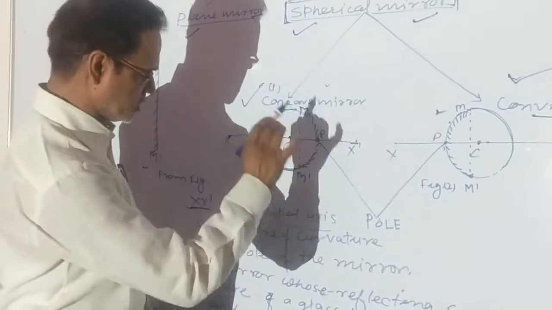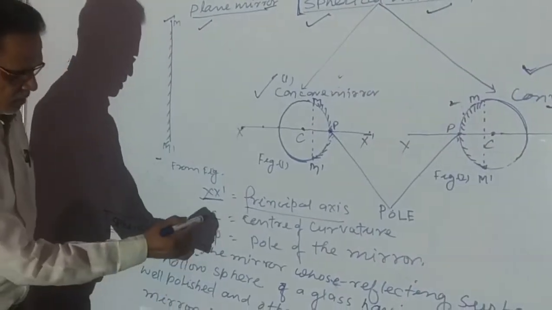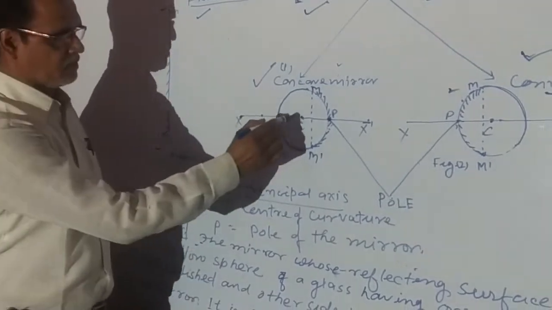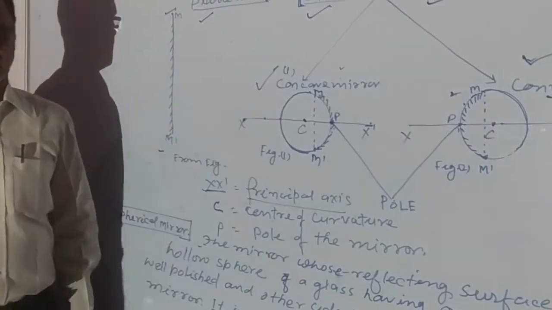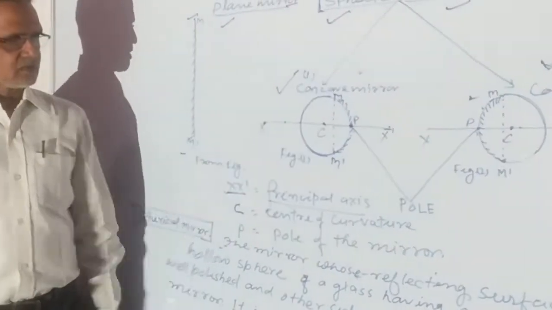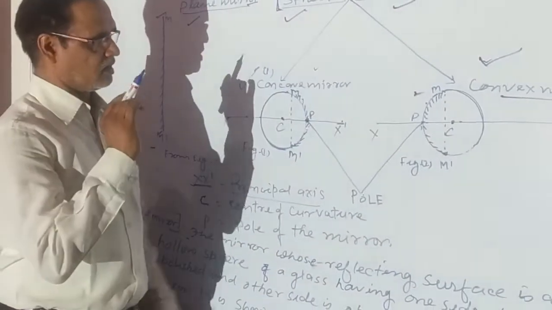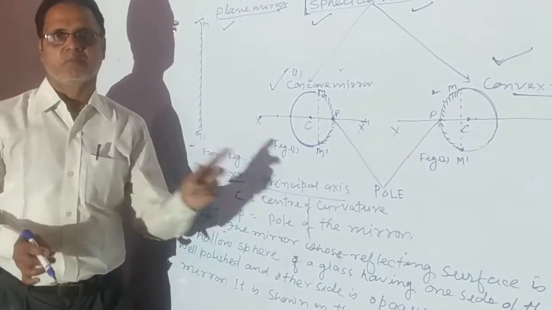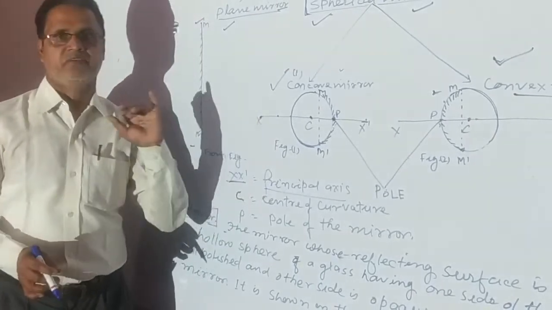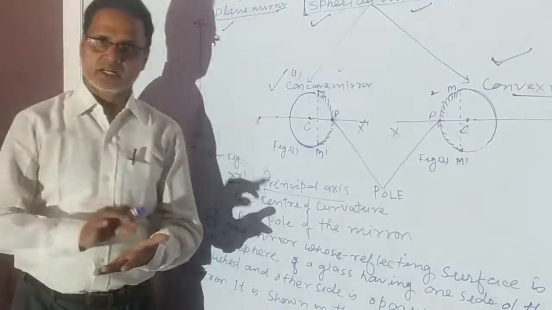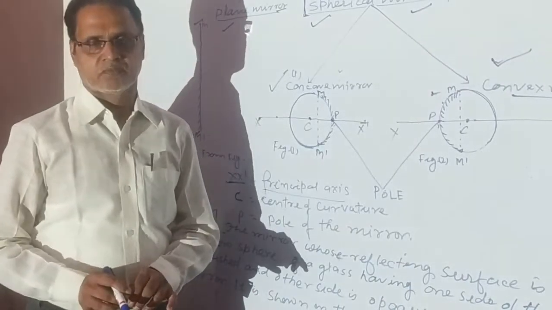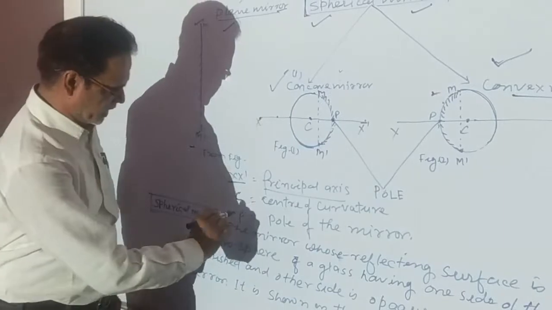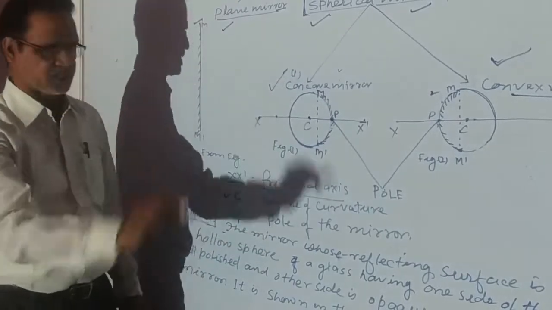तो यह है प्रिंसिपल एक्सिस. नेक्स्ट है सेंटर ऑफ कर्वेचर. तो सेंटर ऑफ कर्वेचर क्या होता है? The center of the hollow sphere of which the mirror is a part is called center of curvature.